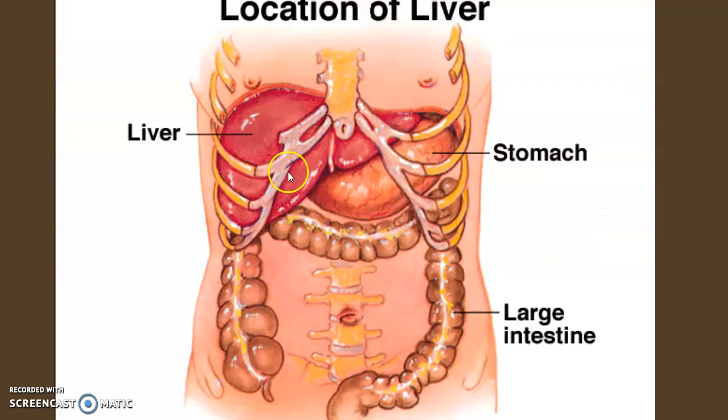And here's where it's located. Here's your liver. Here's your stomach. Here's your large intestine. Your small intestine, you're not seeing that. That would be right here in the middle. So you notice that the stomach and the liver are actually behind the lower part of your rib cage. So your stomach is pretty high up, much higher than what you think it is.